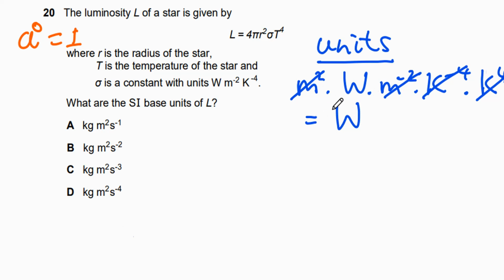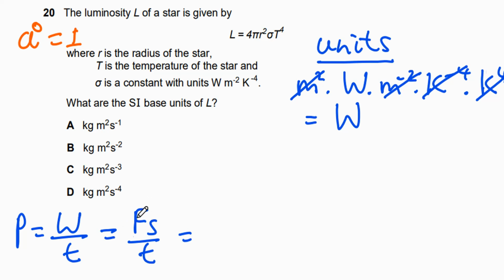We need to express the watt in terms of the SI base units. And we know that we use the watt to measure power with. So the definition of power is work over time. So energy over time or work over time. And work is force times displacement. Force is MA.